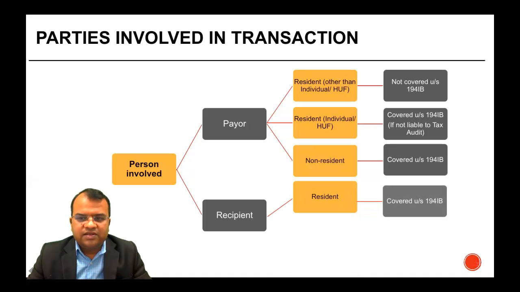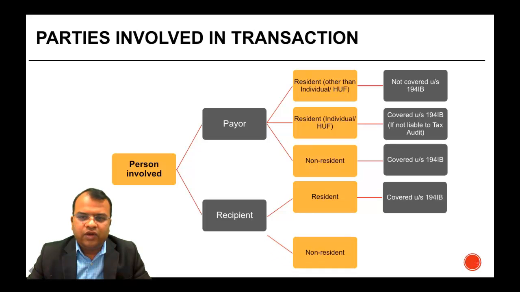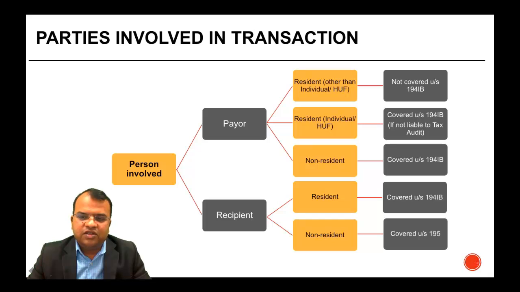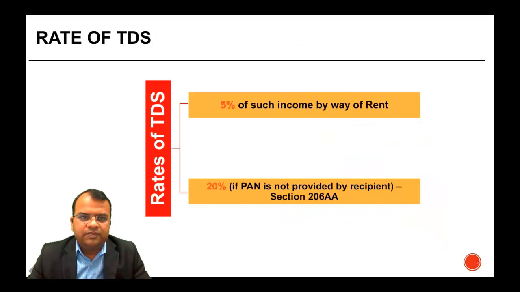If the recipient is a resident, he is covered under section 194 IB, but if he is a non-resident, he is covered under section 195. That means he is not covered under section 194 IB.